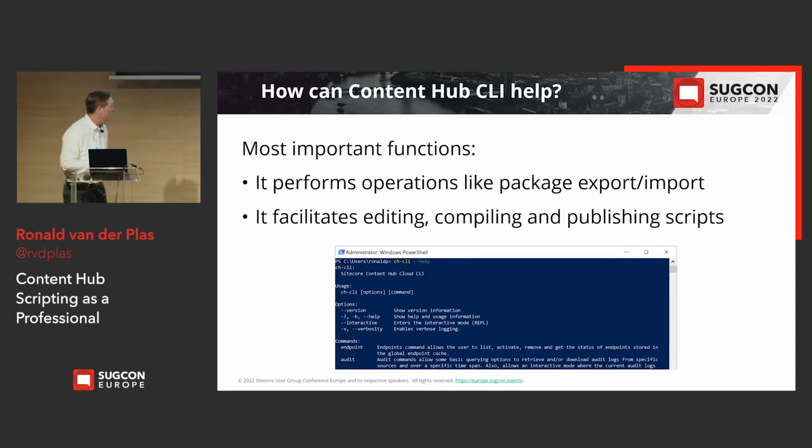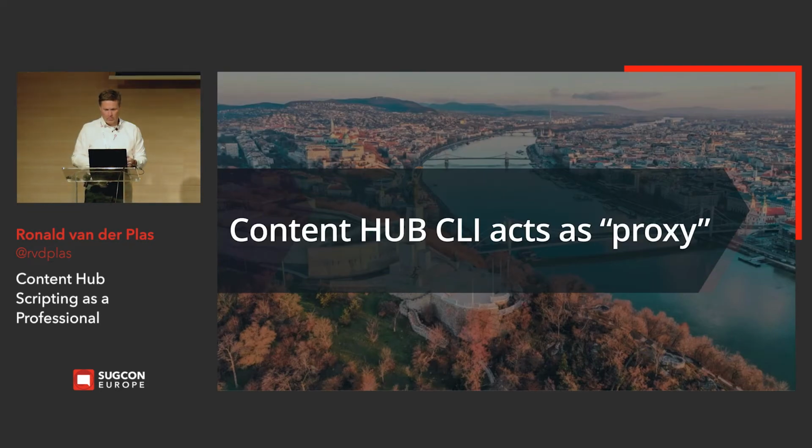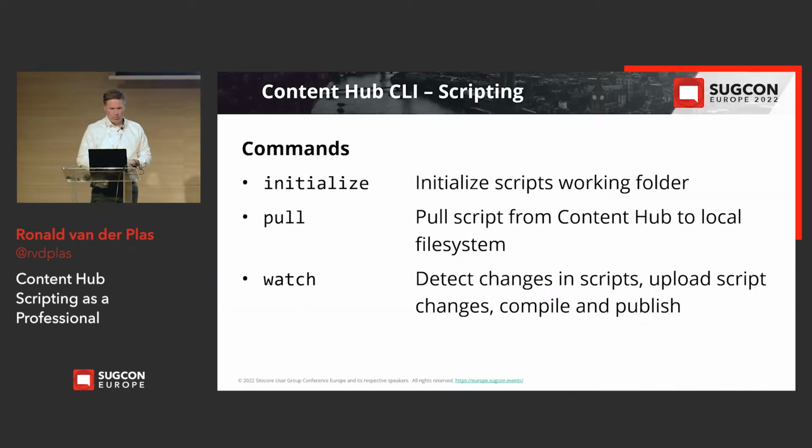Next to that, and that's what we're looking at, it also facilitates editing, compiling, and publishing your script. So basically, with some simple command lines, you can just get your script, change it, and upload it again. Basically, Content Hub CLI acts as your proxy between your local development and your Content Hub sandbox. So which commands are the most important ones? At the top, you always need to start with the initialize command. It sets up your working folder with all the source files that you need before you can start.